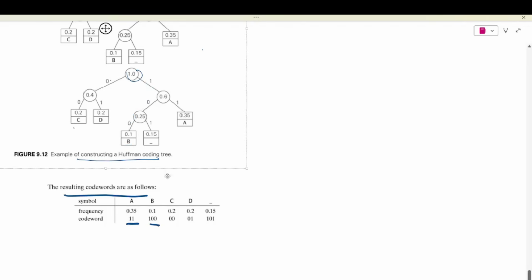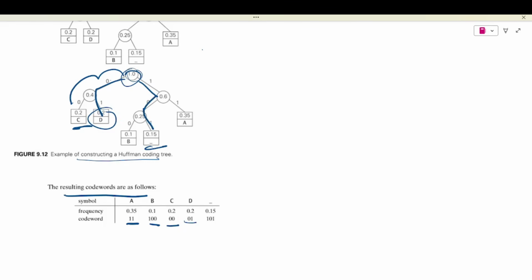Now we check where is C. C is here. So you have to obtain from this, that means 0 and 0. Now you have to obtain D. D means 0 and 1. 0 and 1. Now you have to obtain underscore, that means underscore 1 0 1. 1 0 1. This is the resulting code word.